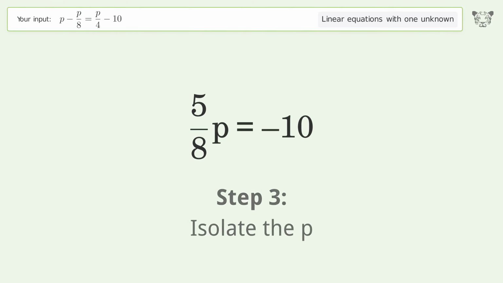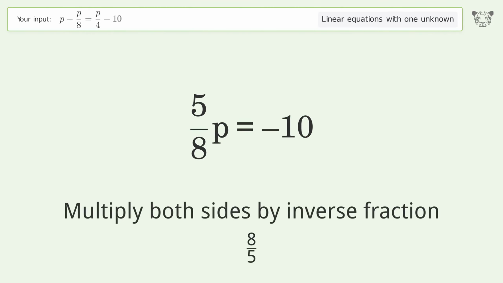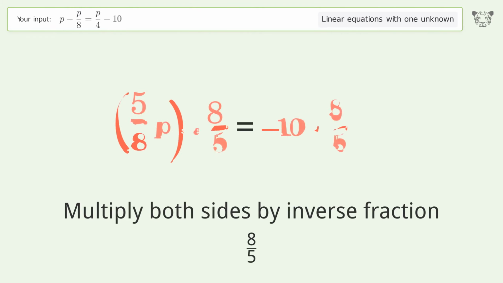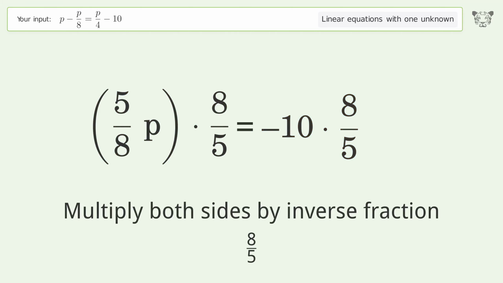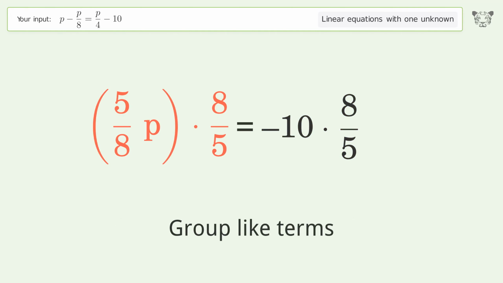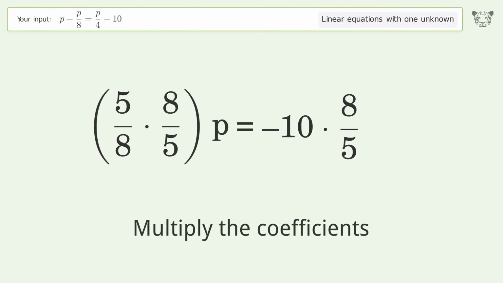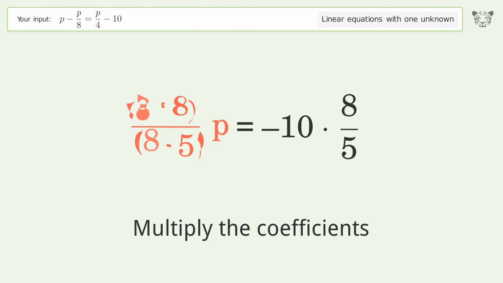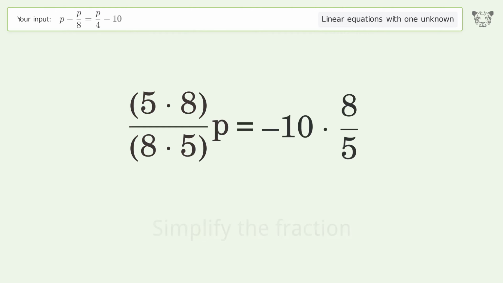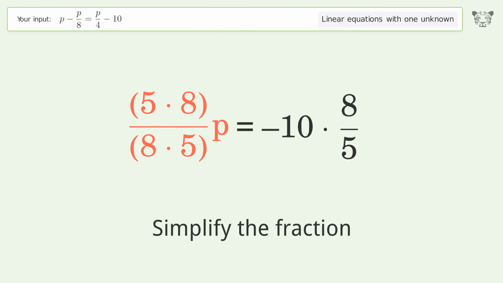Isolate the p. Multiply both sides by inverse fraction 8 over 5. Group like terms. Multiply the coefficients. Simplify the fraction.